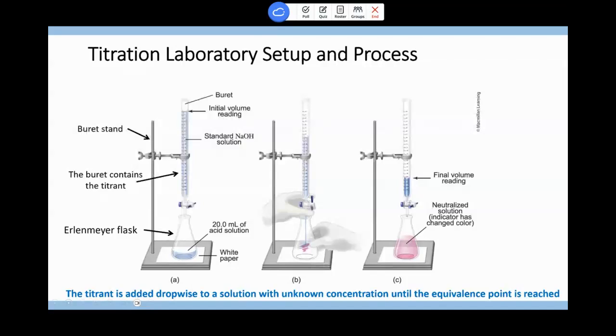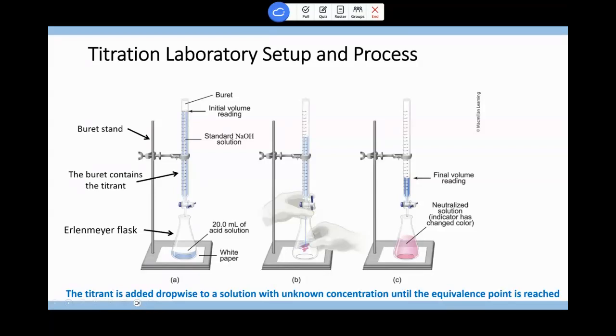So this is the lab setup for a titration. In the Erlenmeyer flask, down here is our sample with an unknown concentration, but we know exactly what the volume is that's present here. We have a burette stand that holds this burette. That's the name of this apparatus here. The burette holds our standard solution. In this example, we have an acid solution here and a base solution in our burette.